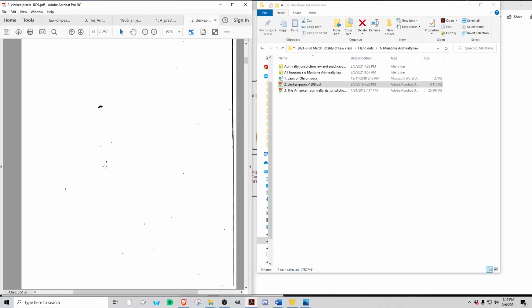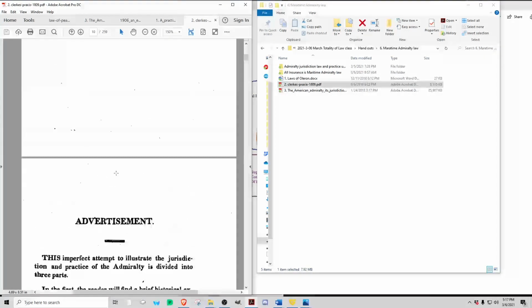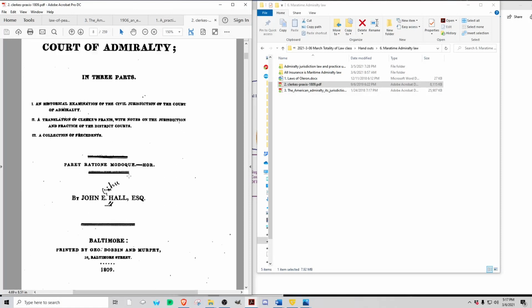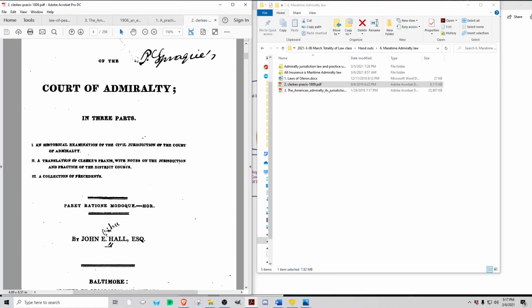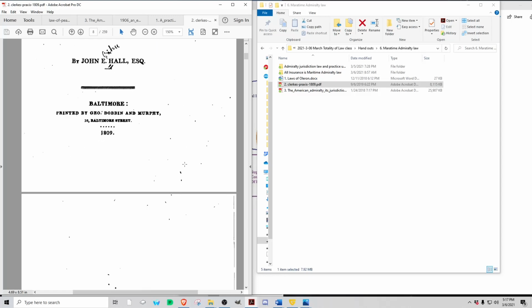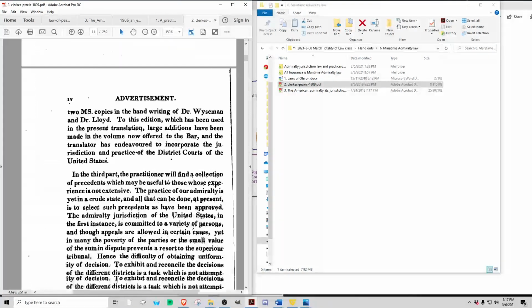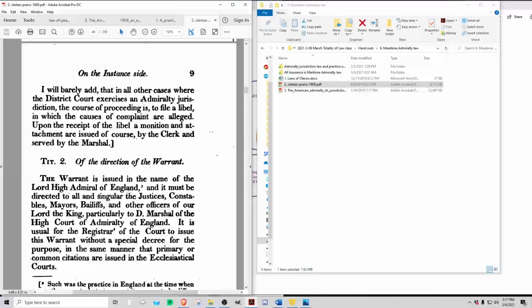But anyway, hold on, let me show you. I don't even know if this book has a table of contents, come to think of it. Oh, wait, no, I guess that is it. Just in 3 parts. All right. The Court of Admiralty in 3 parts. A historical examination of the civil jurisdiction of the Court of Admiralty, a translation of Clerk's Praxis with notes on the jurisdiction and practice of the district courts, and a collection of precedents. So there you go. And by the way, 1809 goes back quite a ways. The Maritime Admiralty, you get started with Clerk's Praxis. This is the start of it.